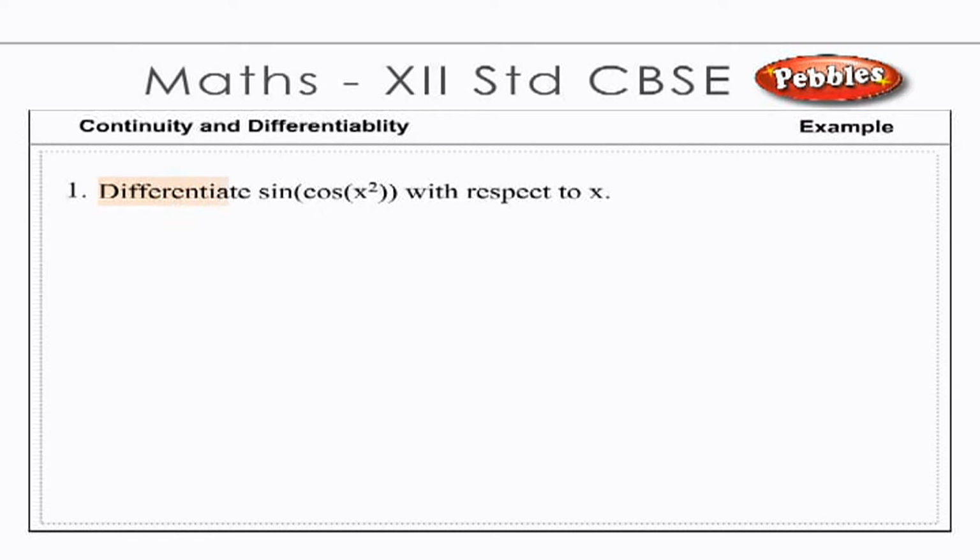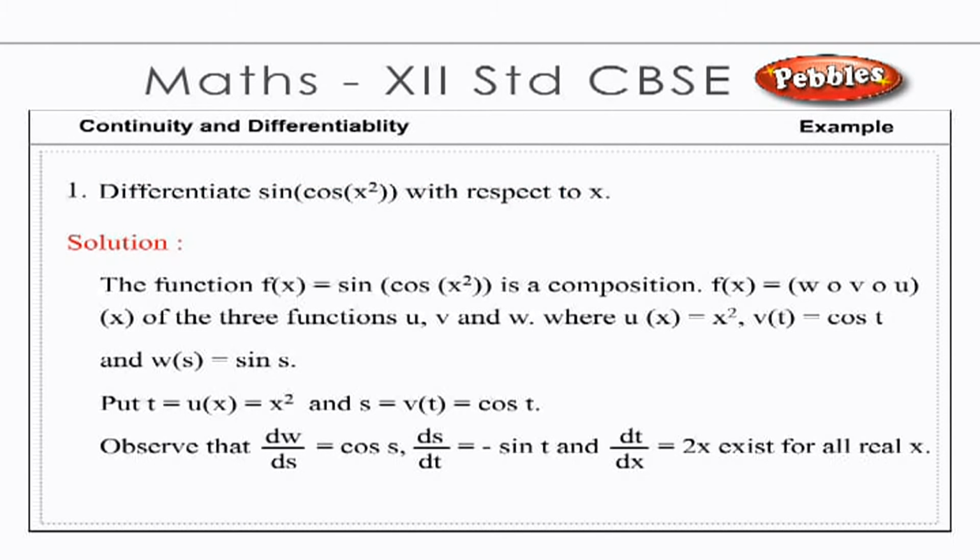Example. Differentiate sine of (cos x square) the whole with respect to x. Solution. The function f(x) is equal to sine of (cos x square) the whole is a composition. f(x) is equal to (w o v o u)(x) of these three functions u, v and w, where u(x) is equal to x square, v(t) is equal to cos t and w(s) is equal to sin s. Put t is equal to u(x) is equal to x square and s is equal to v(t) is equal to cos t.